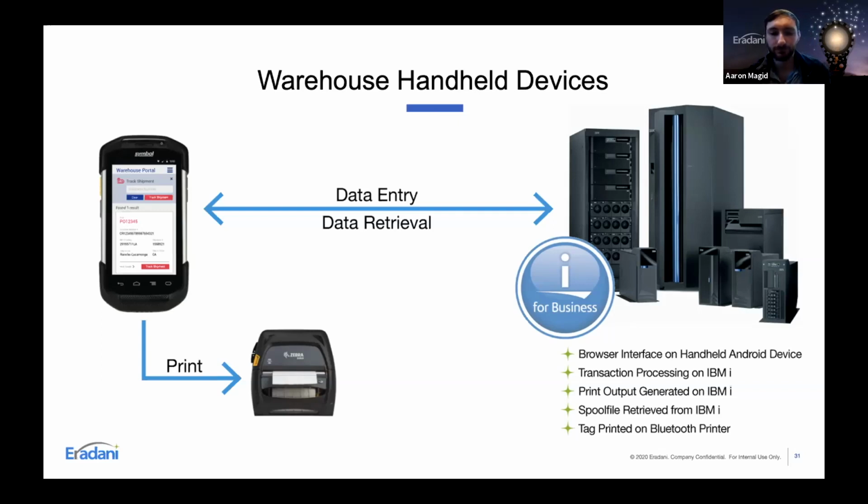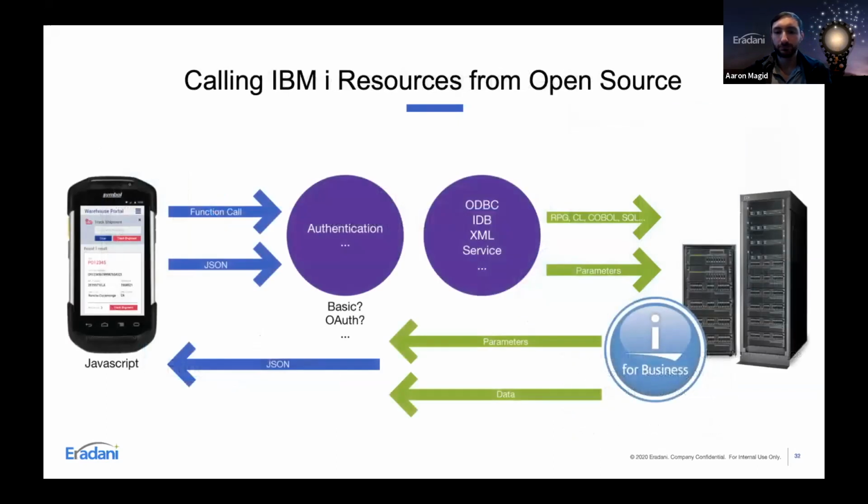In fact, we have a customer that goes out to the IBM i and grabs spool files directly off the IBM i and then prints them on locally connected, Bluetooth connected printers that are connected to the mobile device that's talking to the IBM i.